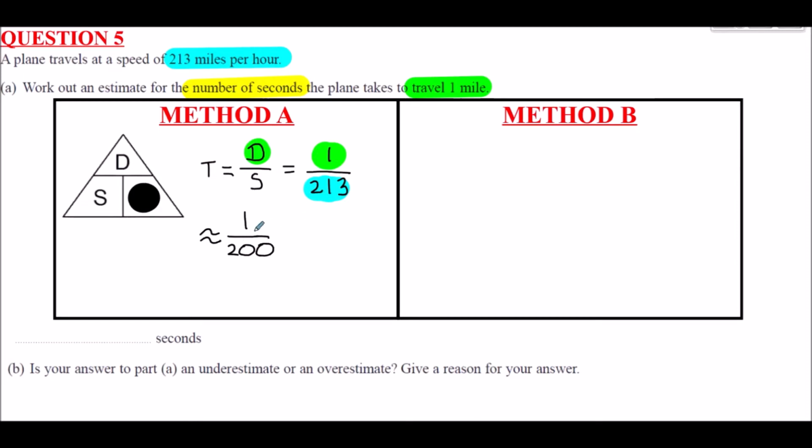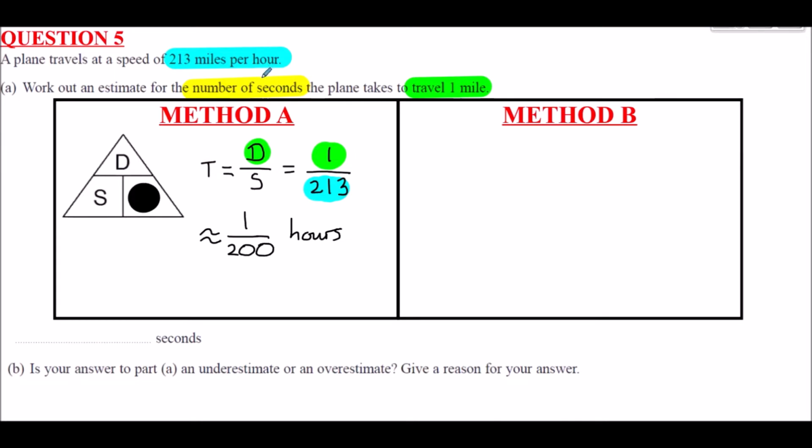So this fraction is much nicer than that one. So what units of time are going to come out? Well, think about the units we've put in. We've put in miles, but the units of time we're mentioning here are hours. So that's going to be 1/200th of an hour. Okay. So it doesn't really get us anywhere yet because we want to work out the number of seconds.